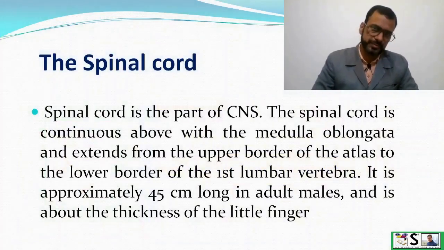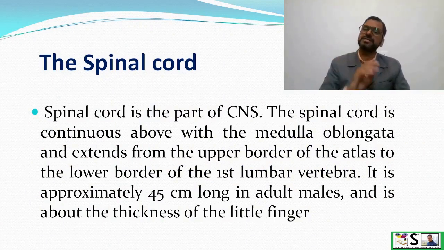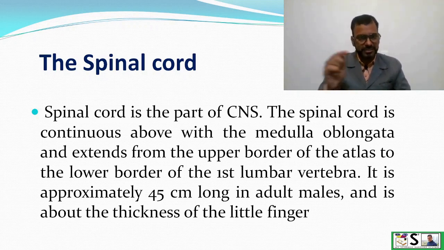What is spinal cord? Spinal cord is the part of nervous system. The spinal cord is continuous above with the medulla oblongata and it extends from the upper border of atlas to the lower border of first lumbar vertebra. It is approximately 45 centimeter long in the adult male and is about the thickness of the little finger.